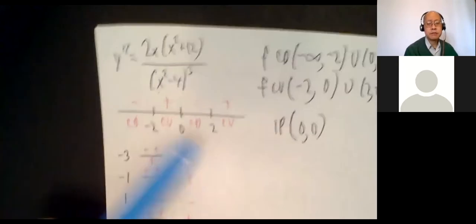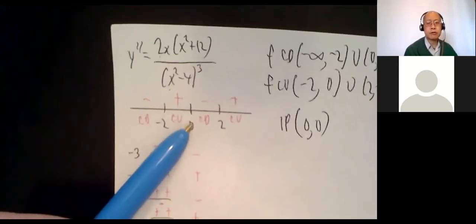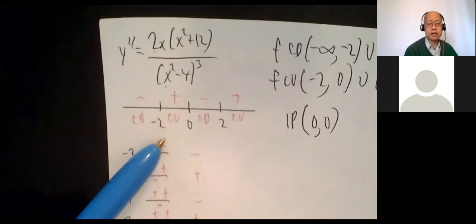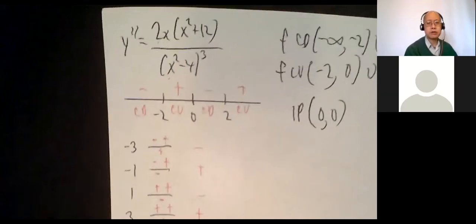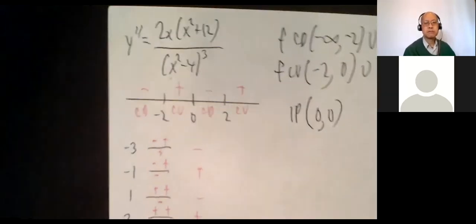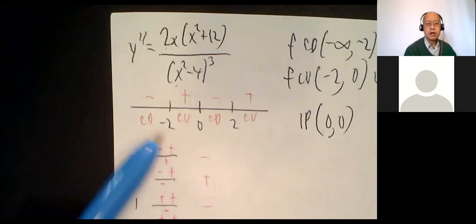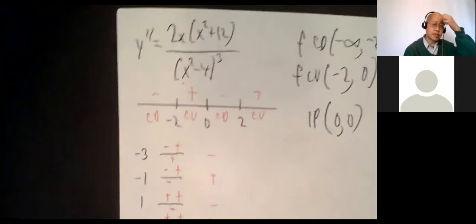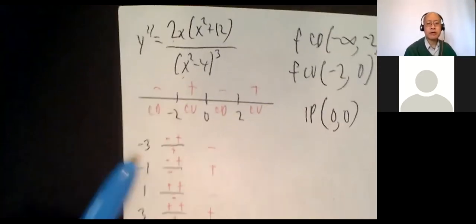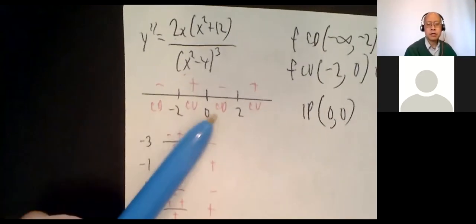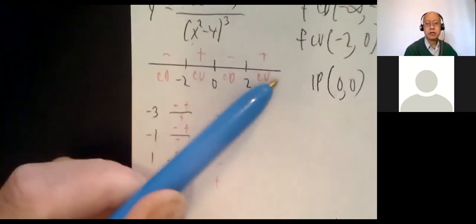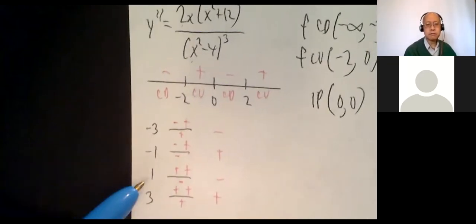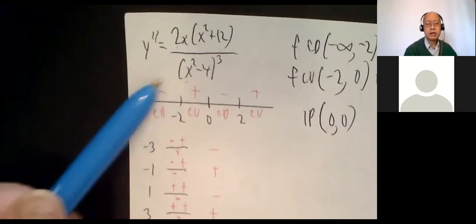All right, so let me do my sign chart for the second derivative. I lay down the critical numbers for the second derivative and wherever the function was undefined: undefined at -2 and 2 and also 0. So I have 4 regions to check. I picked something like -3, something like -1, something like +1, something like +3. I will plug in and check the sign.